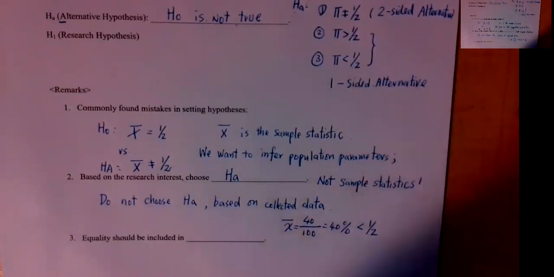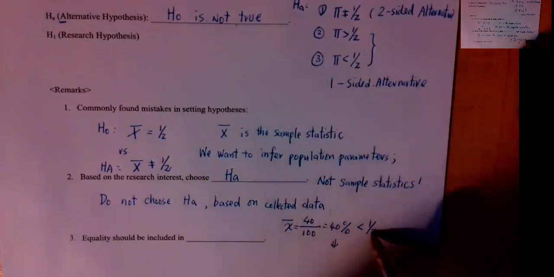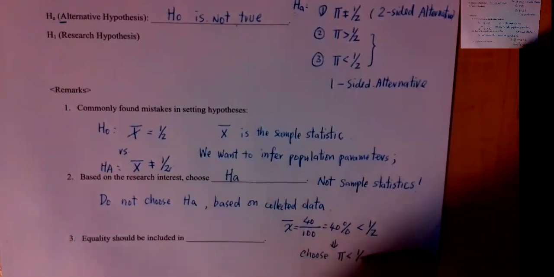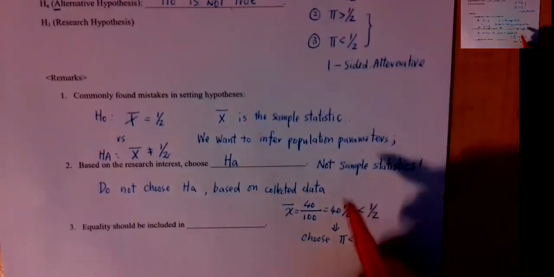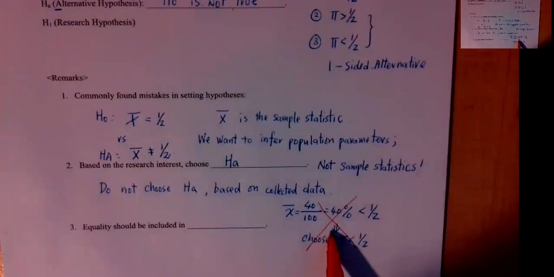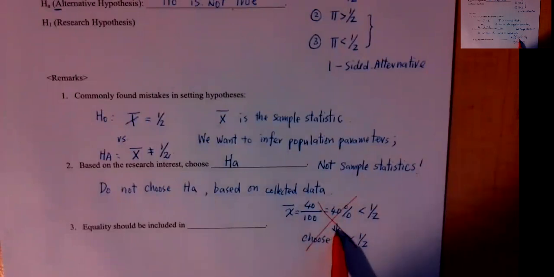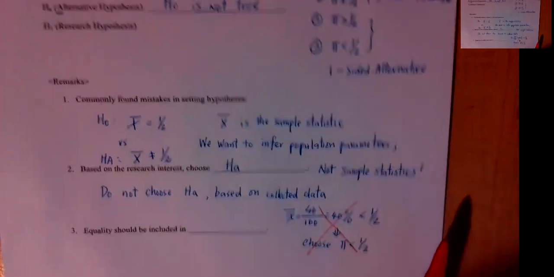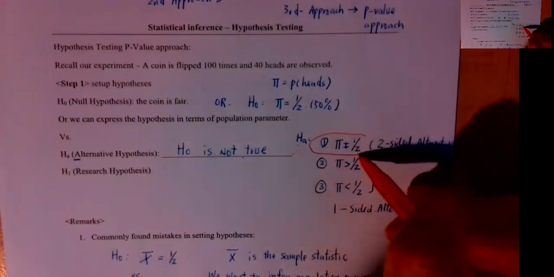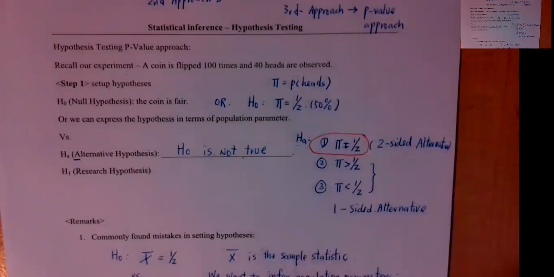Based on this, you choose pi less than 1/2 as your alternative hypothesis. This concept is wrong, okay? You should choose your HA based on your research interest, not based on what you observe in the collected data, okay? Say our research interest is we want to know whether the coin is not a fair coin in the sense that it's not equal to 50%. We choose this one based on our research interest, not based on the collected data. Is that clear? Okay.